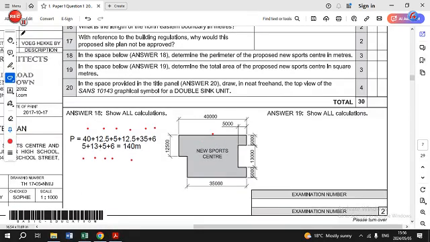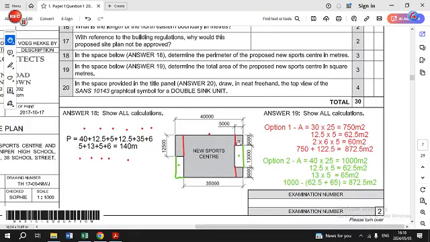If you look at question number 19, in the space below, where it says answer 19, you need to show all the calculations, and you need to determine the total area of the proposed new sports center in square meters. So that is what you need to determine, the entire area of the shaped block. So there are a few ways in which you can determine this area of this shaped block, which is the new sports center.